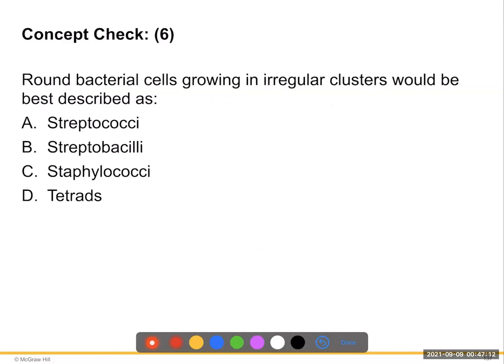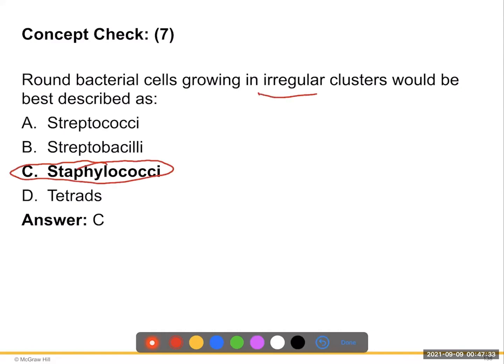All right, so round bacteria cells growing in irregular clusters will be best described as staphylococci. Yep, because that shows you the cocci, because it's round, and it's irregular clusters with staphylo, unlike rod shapes with little irregular shapes. Very good, perfect.